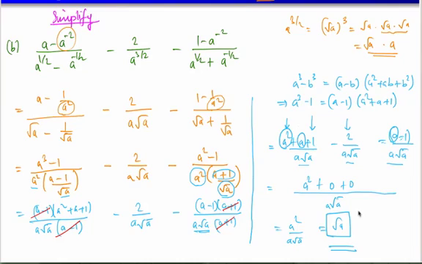Yeah. So I gave you some time. Please pause the video so that you can copy the solution. I pause the video. Okay, let me go to the next problem in this simplification.